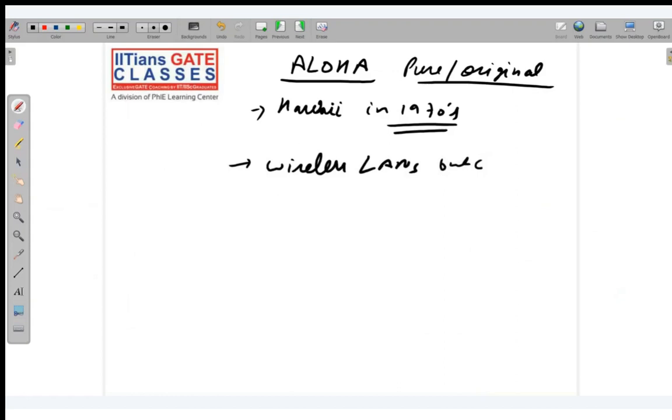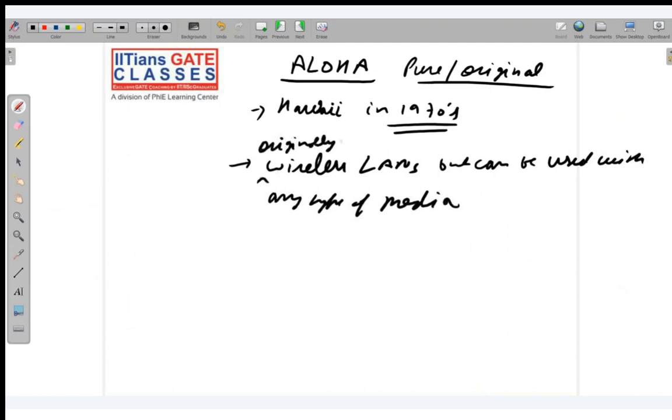It can be used with any type of media. Originally developed for wireless LANs, but it can be used with any type of media.